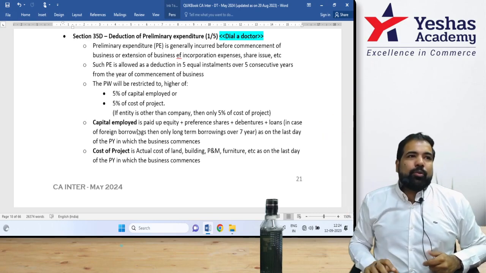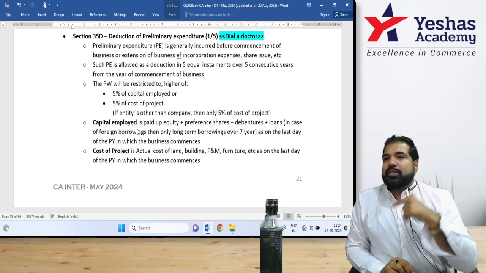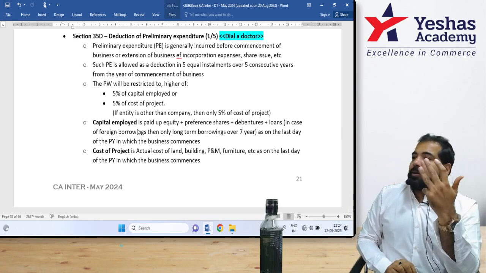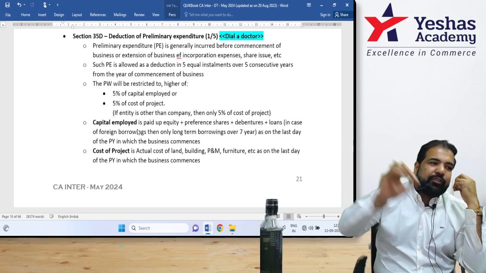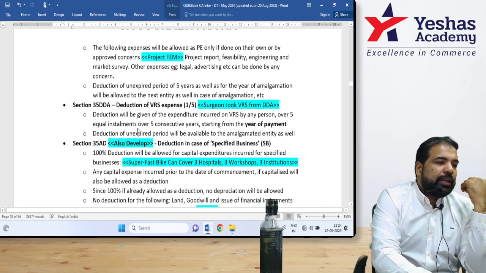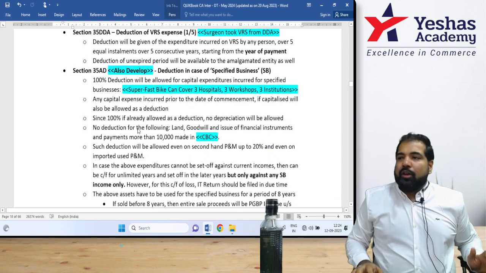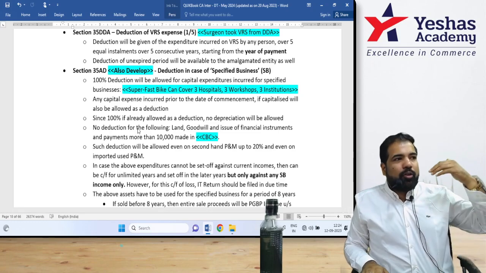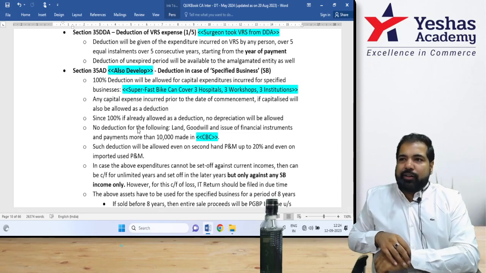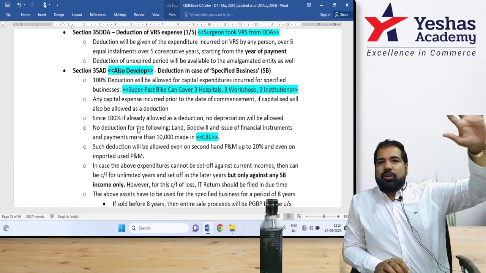What is capital employed? Who's paying you money? Equity plus preference plus debentures plus loan, guys. But if it's a foreign loan, only if it's more than 7 years. All right. Next, guys, some companies paying VRS, voluntary retirement scheme. Is that an expense? I'm not talking from the income perspective. I'm talking from the expense perspective. Will you get a deduction? Yes, you will, but not as a cake, as a pastry. How many installments?